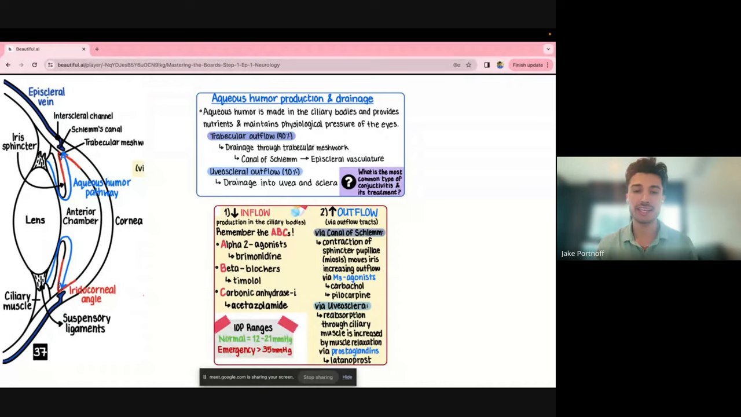A really easy mnemonic to remember the decreasing inflow is your ABCs. Your alpha 2 agonists like brimonidine, your beta blockers like timolol, and your carbonic anhydrase inhibitors like acetazolamide. Very, very important, guys, that we understand acetazolamide is a carbonic anhydrase inhibitor that decreases production of aqueous humor from the ciliary bodies. And that was answer one there, as you can see.